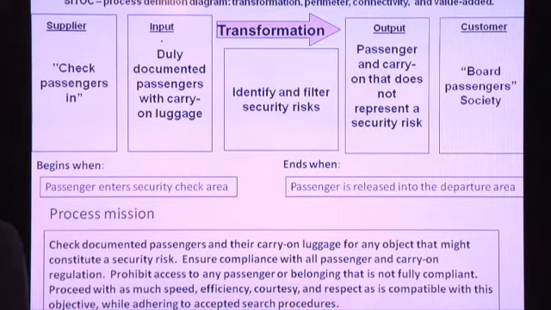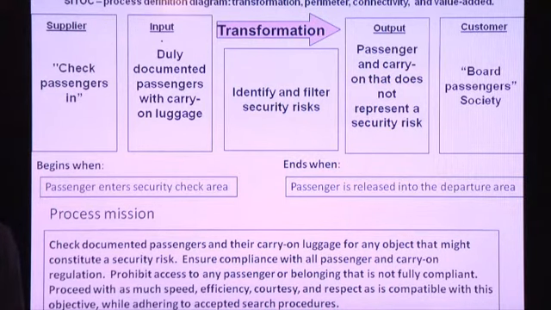Prohibit access to any passenger or belongings that is not fully compliant. To proceed with as much speed, efficiency, and courtesy and respect as is compatible with this objective, while adhering to accepted search procedures. Every sentence is essential to understand what it has to do. And anyone who needs to either design, change, or improve that process must have a very clear idea of its mission before changing it. Let's now zoom into the transformation.